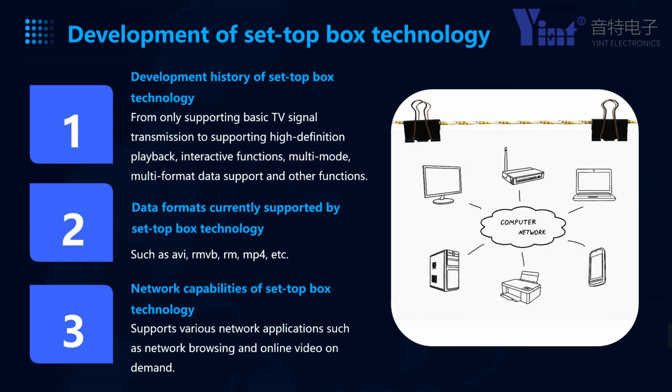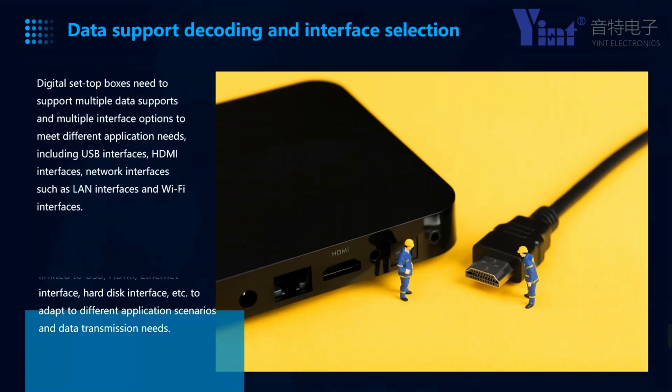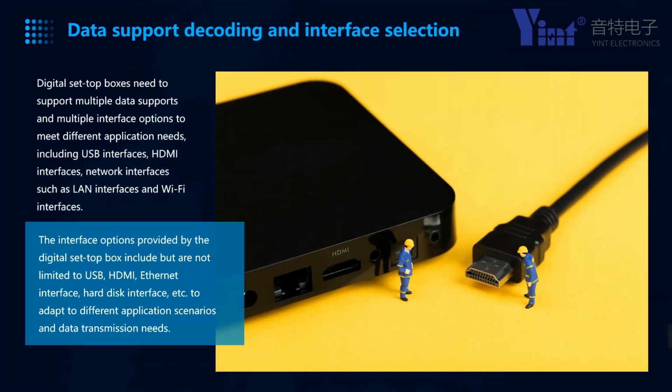Network capabilities of set-top box technology. Supports various network applications such as network browsing and online video on demand. Digital set-top boxes need to support multiple data supports and multiple interface options to meet different application needs, including USB interfaces, HDMI interfaces, network interfaces such as LAN interfaces and Wi-Fi interfaces.